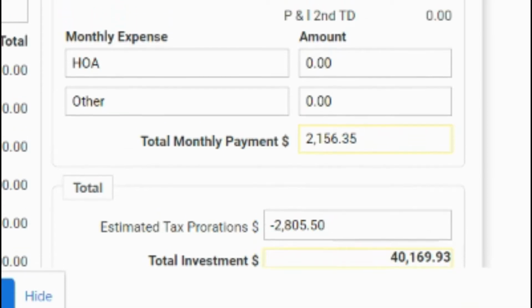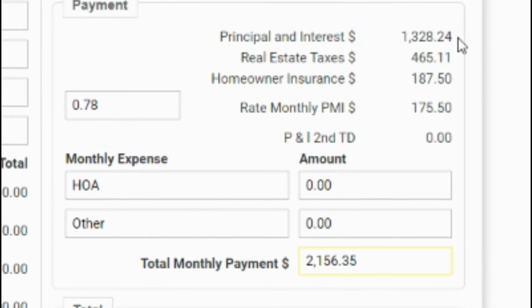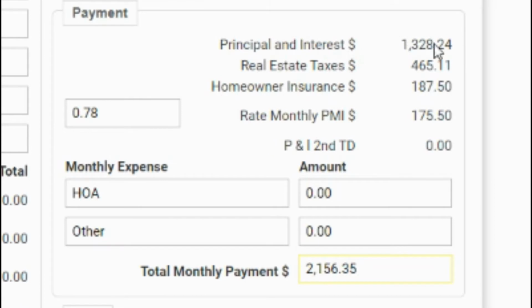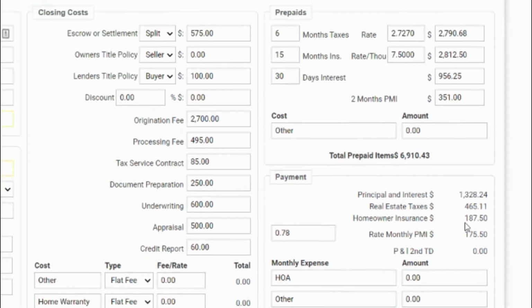$2,156.35. Keep in mind that principal and interest are fixed. These are the ones that are changing. It depends. It goes higher and lower. So in taxes, sometimes you may have to protest your taxes, whereas for insurance, you will have to shop for insurance every year to make sure you get the right deal.